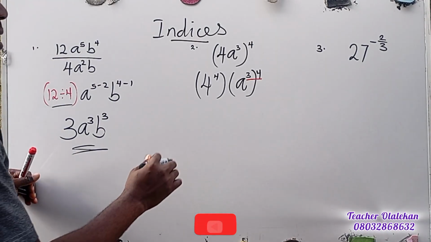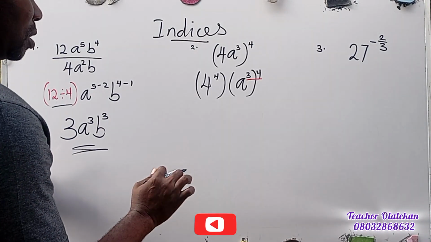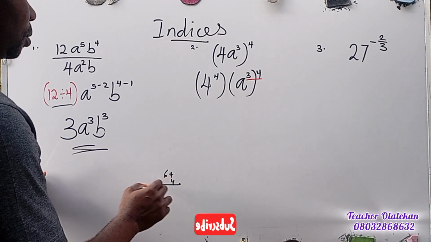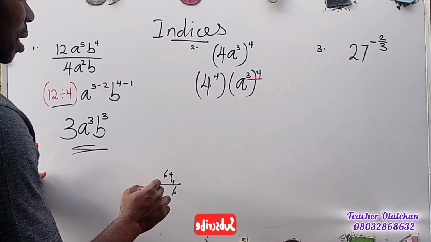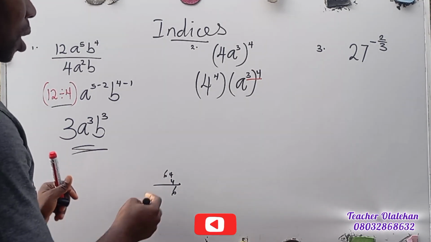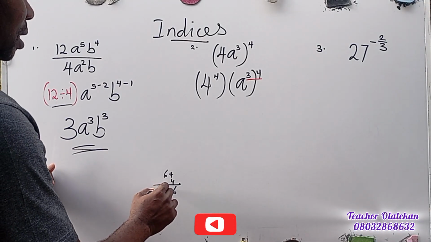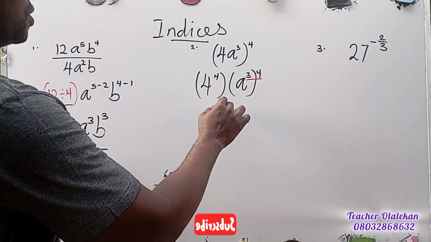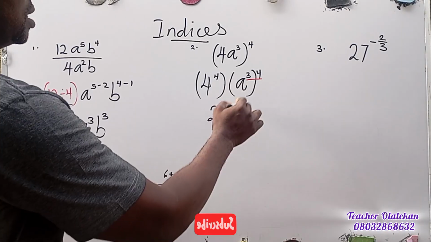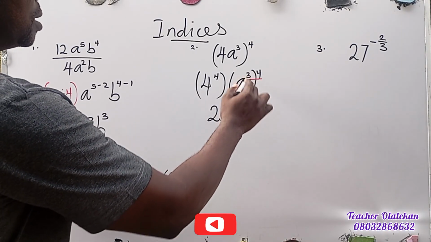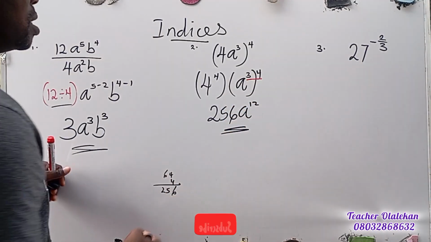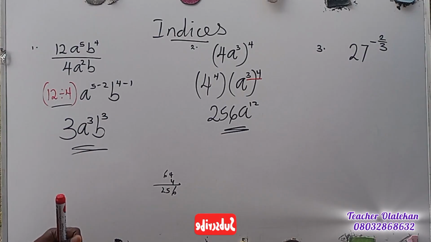So now let's do the math. So 4 times 4, 16 times 4, 64. 64 times 4, that's 16, that's 24, 256, I think. Yes, 256. So that gives us 256, and a exponent, you multiply these two, a exponent 12. So that is our final answer for this.